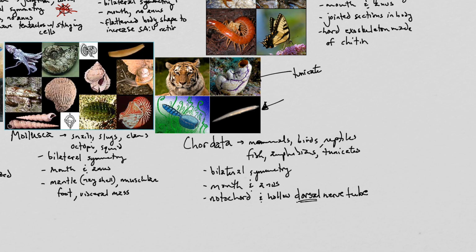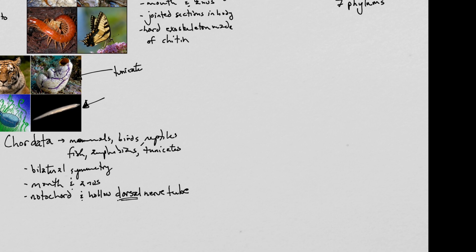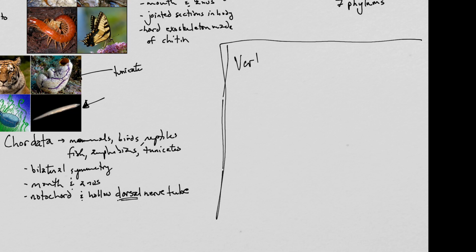All right, so those are the 7 phyla in kingdom Animalia that you need to know. And so for our last section, let's focus on phylum Chordata. There's a subphylum under Chordata that includes vertebrates. Okay, so Vertebrata is the name of a subphylum.